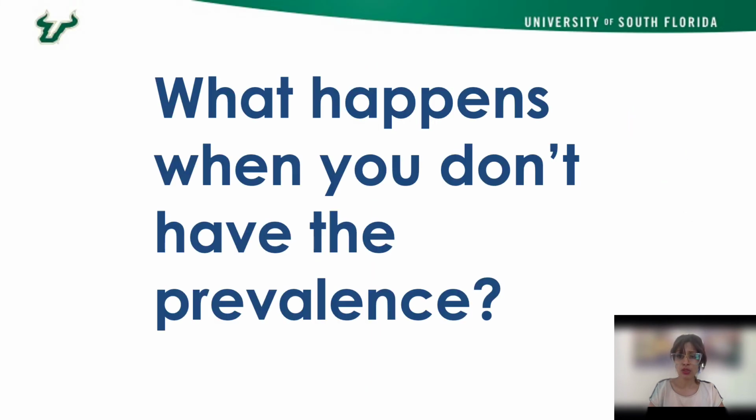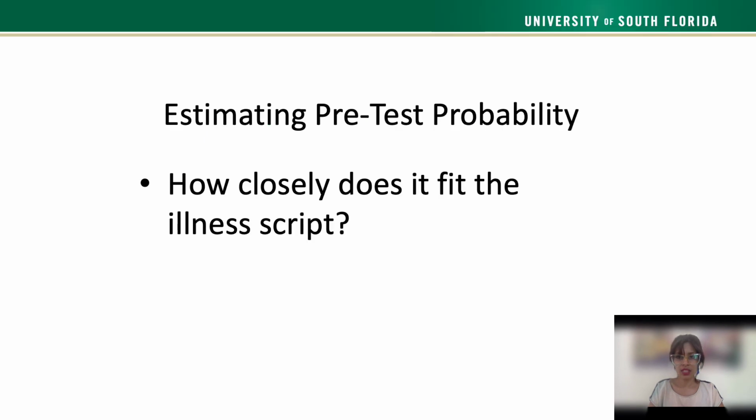Now, what happens when you don't have the prevalence? You may consider how closely the patient's symptomatology matches the illness script and consider using base rates of a disease in your context as a surrogate for pretest probability. Additional resources are provided in the references.